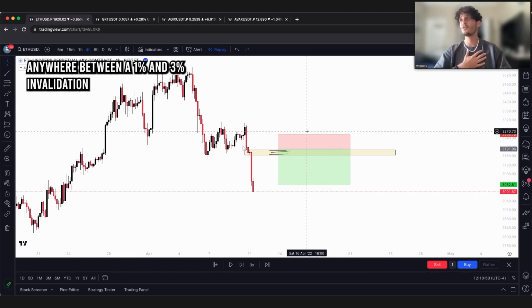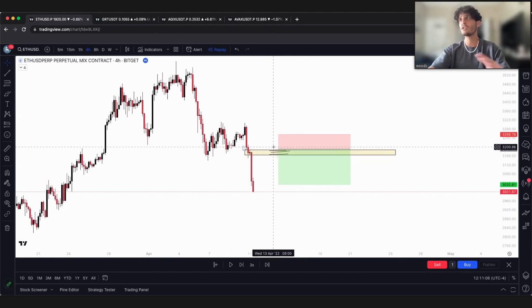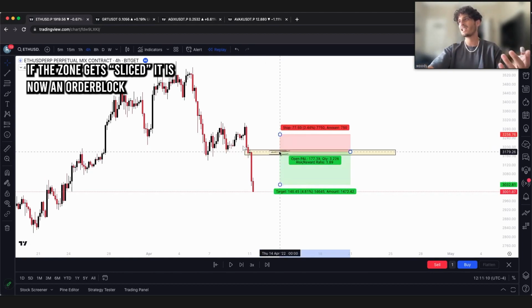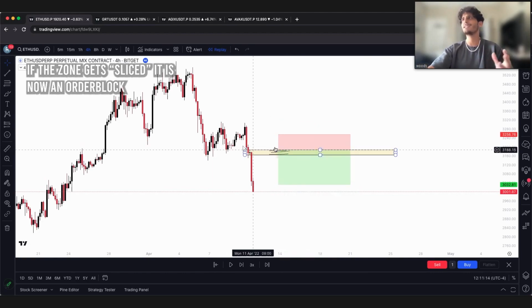Anything over that's playing a little bit loose for my standard, but a 5% risk invalidation, depending on your risk management, really is how you want to play it. But there's a 0.7% zone. We don't want to overcomplicate it. If the zone gets sliced, it's technically not valid anymore, and then we would treat it as an order block. So now we just want to treat it like it's not going to get sliced through.